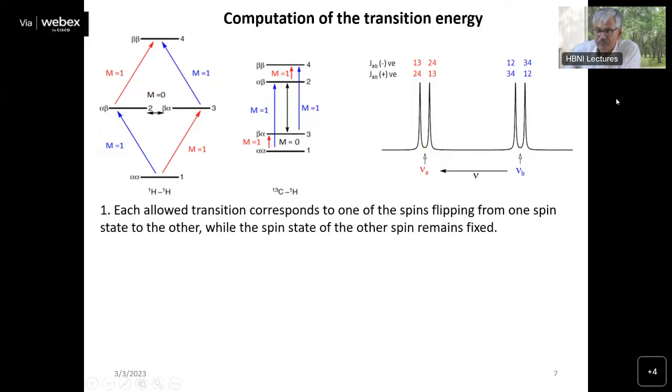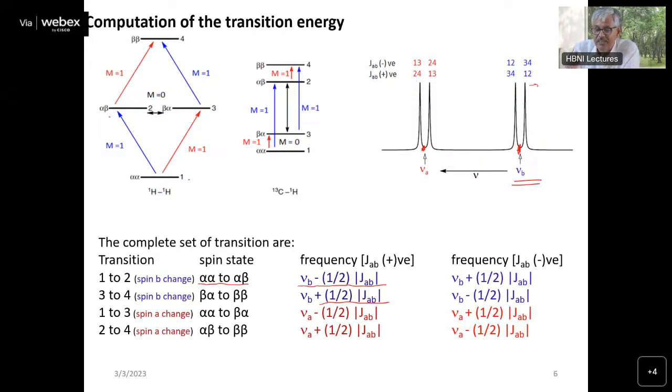You only see the appearance of the spectrum is the same. So there is no difference whether JAB is positive or negative. But actually, if you read very carefully, there is a change in the transition. From which transition the lines are coming will now be interchanged.